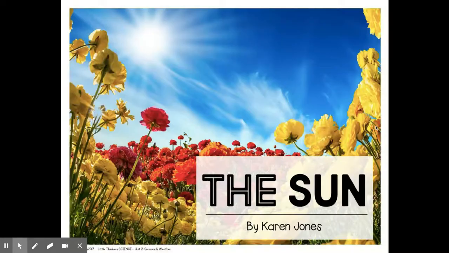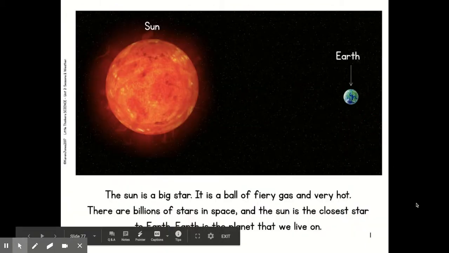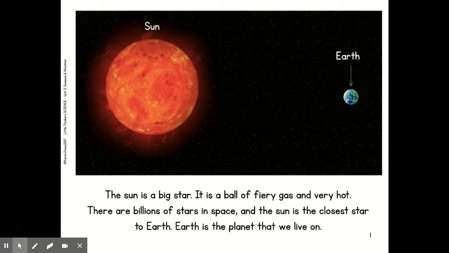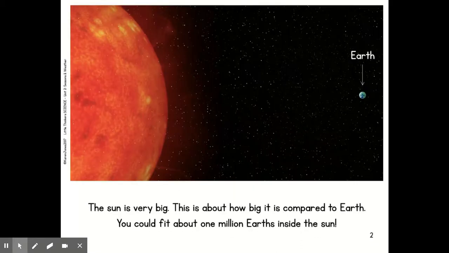Let's get started. We have a book to help us called The Sun, so we can learn more about it. The sun is a big star that is a ball of fiery gas and is very hot. There are billions of stars in space, and the sun is the closest star to Earth. Earth is the planet that we live on. The sun is very big. This is about how big it is compared to Earth. You could fit about 1 million Earths inside the sun.